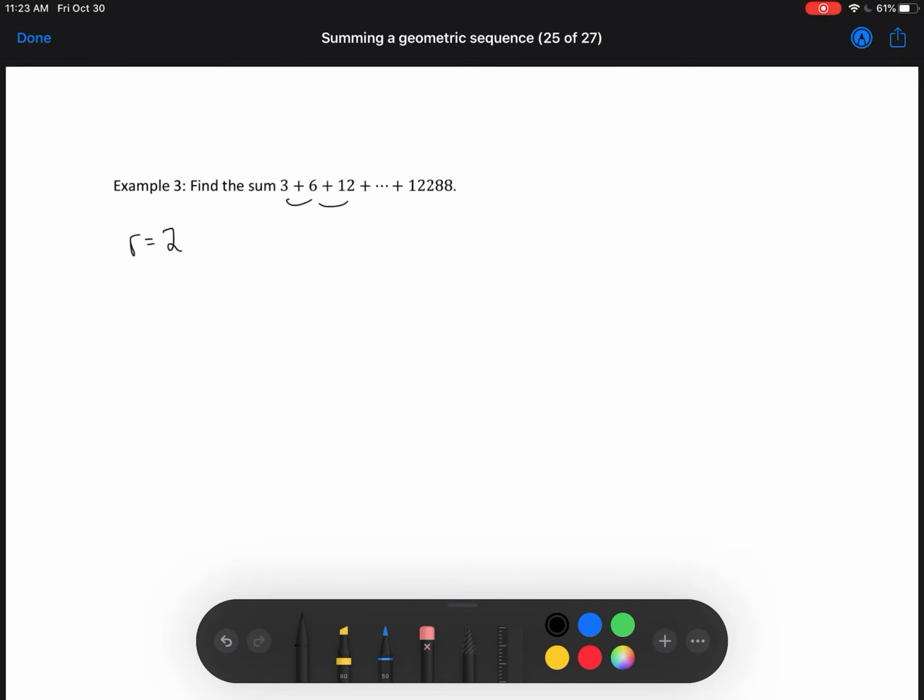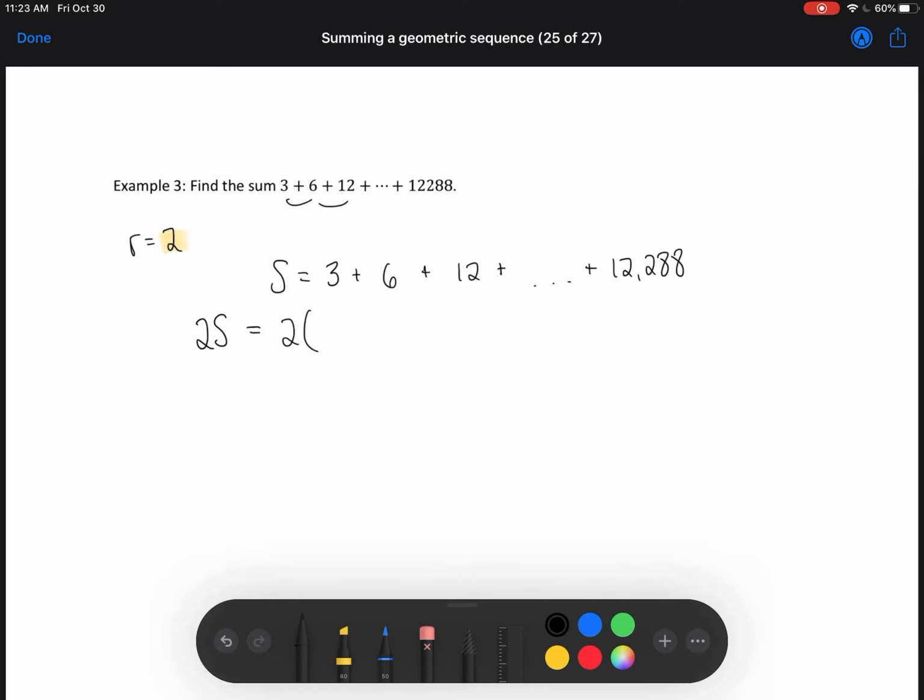So that's how we know what that ratio is. All right, so we know that our r is equal to 2, and the first thing that we're going to do, like we did before, is call the sum s. So s equals 3 plus 6 plus 12 plus ... plus 12,288. And then right underneath that, we're going to multiply the sum by 2. Okay, so we're going to get 2s. And the reason we're going to do 2s is because 2 is our common ratio.